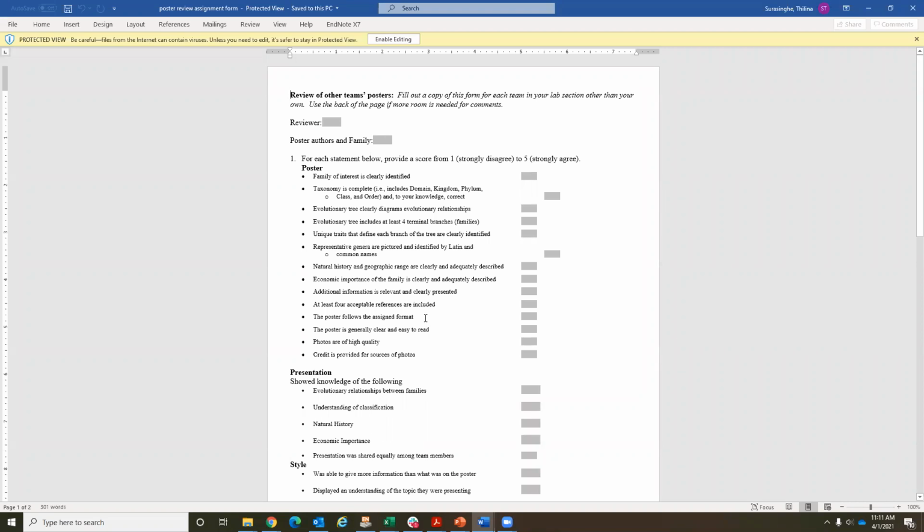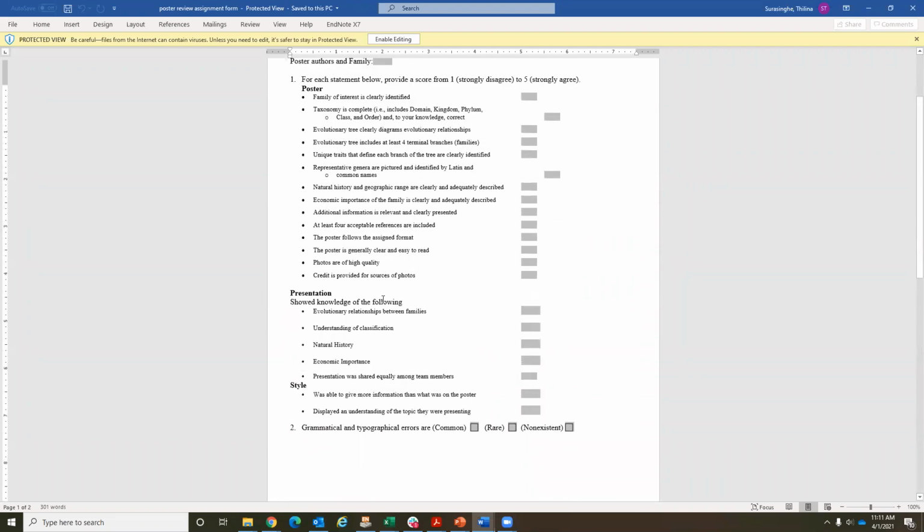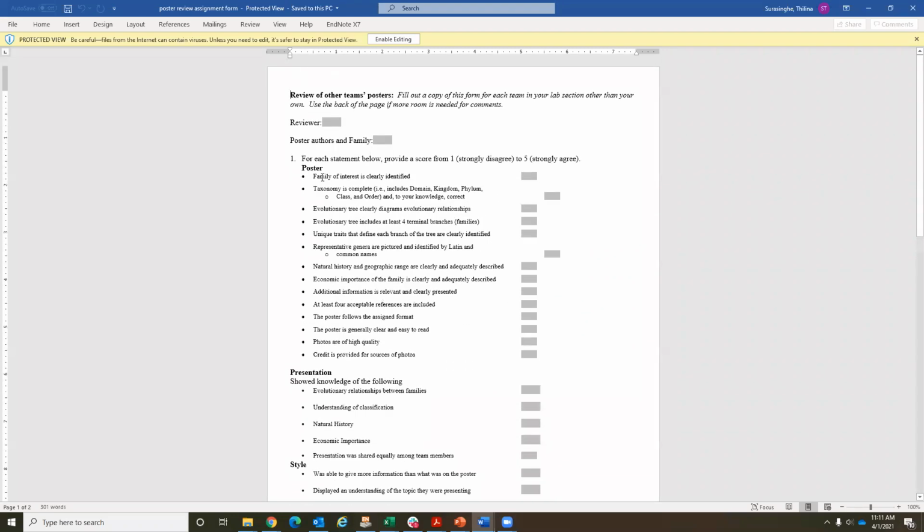We have 3 posters, or 3 or 4 posters. I believe it's 3 posters. And so each team, each student will grade, quote unquote, grade other posters, right? Based on these questions. Those are very easy, right? It's actually not that hard to go through. You will take a maximum of 5 to 10 minutes to fill this one up, right? This is again reviewing or assessing other posters, not your own, right? You are not assessing your own posters.